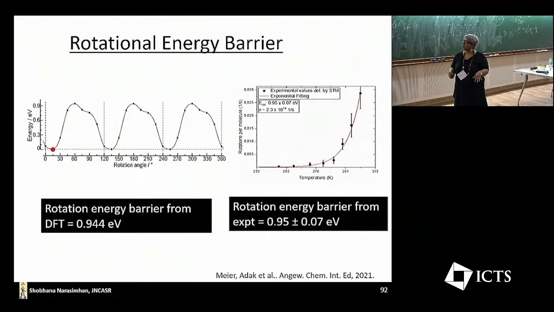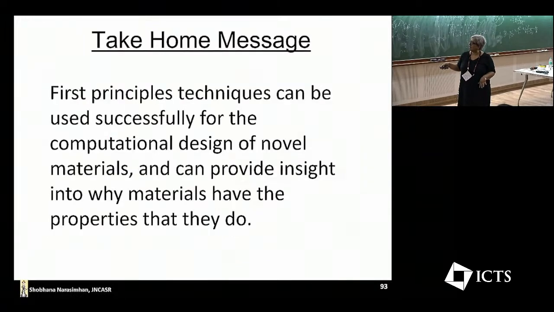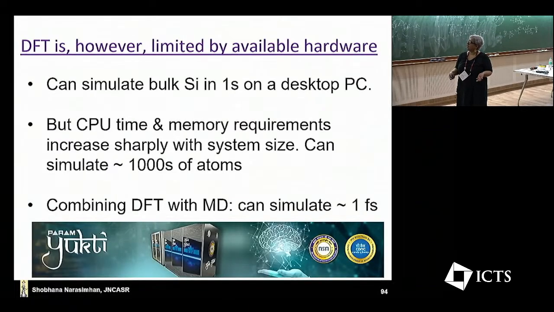We could also compute from DFT this energy barrier. They could also measure it experimentally by changing the temperature of the system. And the agreement is almost embarrassingly good. So what's the take-home message I wanted to give you? It's that first principles techniques can be used successfully for the computational design of novel materials, and they can provide insight into why materials have the properties that they do.